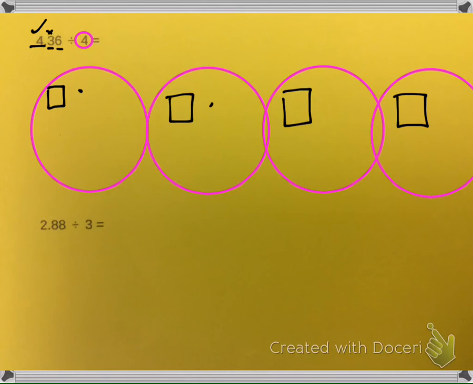1, 2, 3, 4, 5, 6, 7, 8, 9, 10, up to 36. So that's it, 36 hundredths. Those are the little dots.